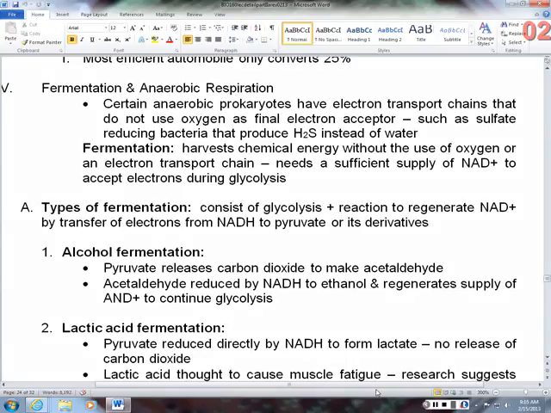So what fermentation is going to do is harvest the chemical energy without using oxygen or an electron transport chain. What it does need is a sufficient supply of NAD plus to accept the electrons during glycolysis. So when we look at fermentation, you want to keep track of the electrons in there. That's where your focus is, rather than looking at what is happening to all of your carbons and the phosphates.